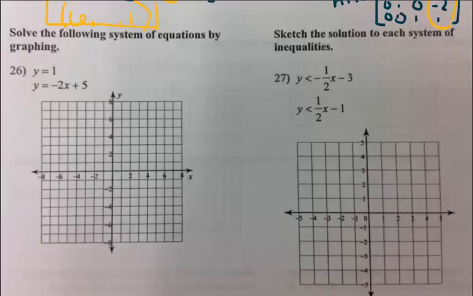And matrices are just one way that we could solve. Another way we could solve is by graphing. If we graph them, we can obviously see where they actually cross. So in 26, that's what we're going to do.